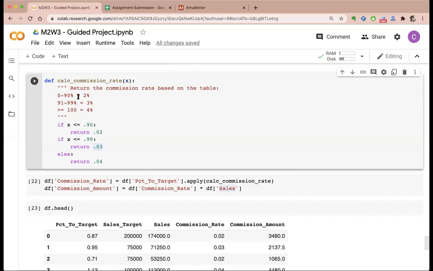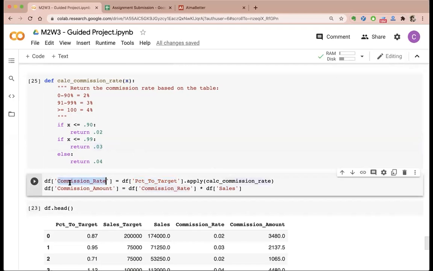So just calculate the commission rate function, write this function, which we will apply onto percentage to target to get the commission rate. Again, commission rate times sales will give you the commission amount.